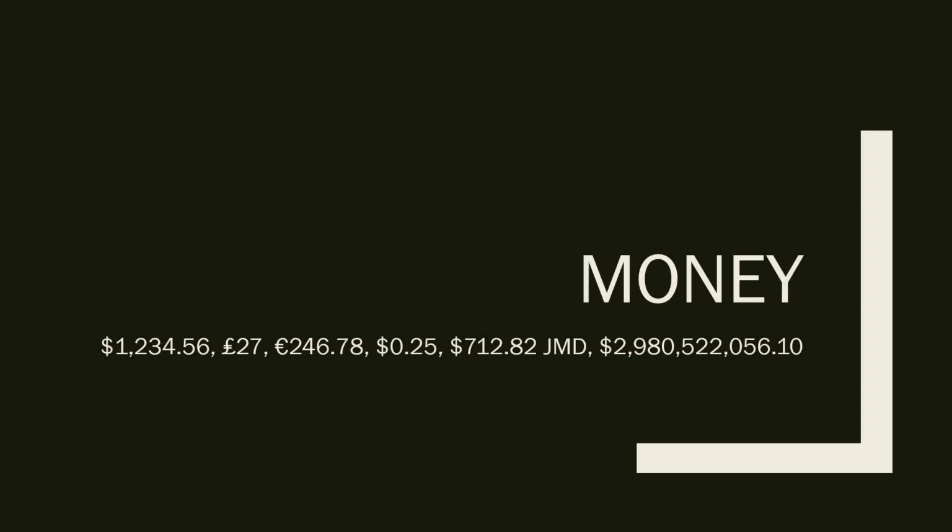What about money? Say that your sample field values are going to keep track of money. Is that a good fit for a numeric field? Yes, it is. Because it means something to add or subtract money, it means something to multiply or divide money, and it means something to compare money. $1,234.56 is clearly greater than 25 cents.